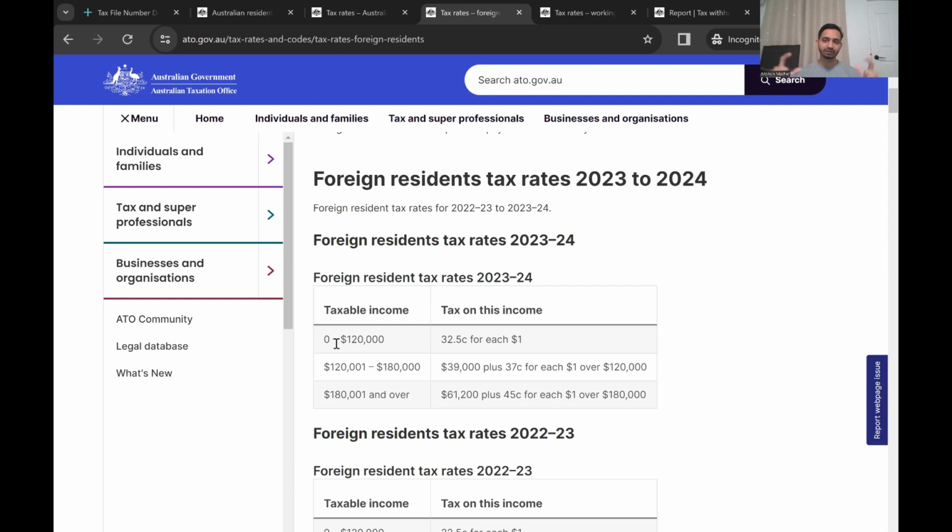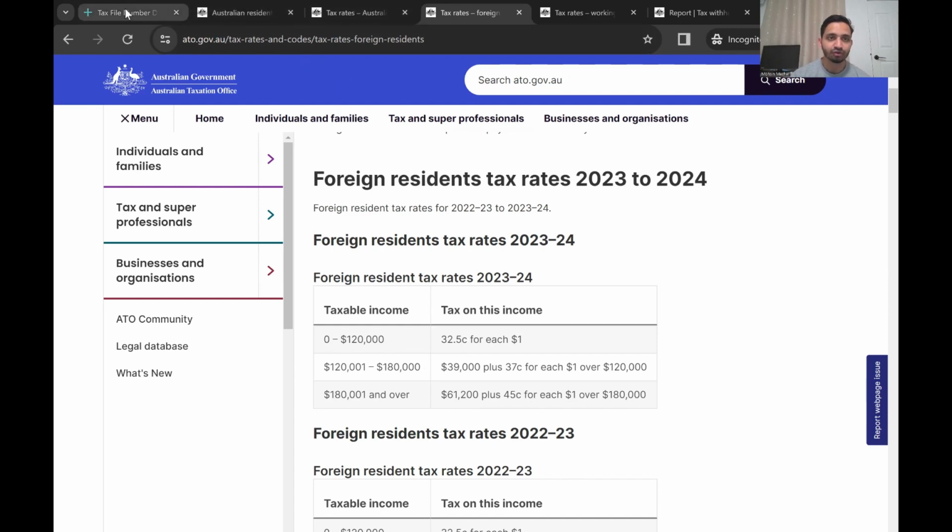And if you are in the same boat, if you have the same situation, you don't want to do that. You want to tick Australian resident, right? Because there is no tax-free threshold for foreign residents, and you will be paying 32.5% from 0 to 120,000. From 120 to 180,000 is 37%, and 180,000 and over is 45%, which is similar to what Australian residents pay as well. And these are the current year tax rates.